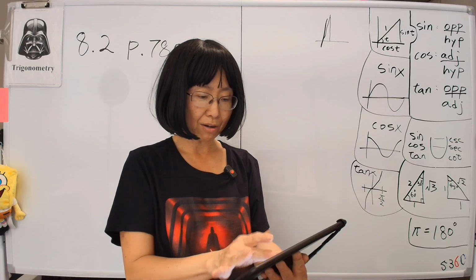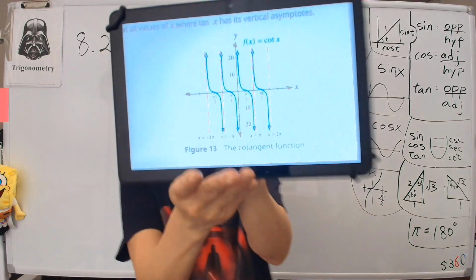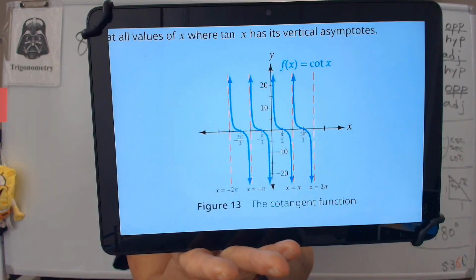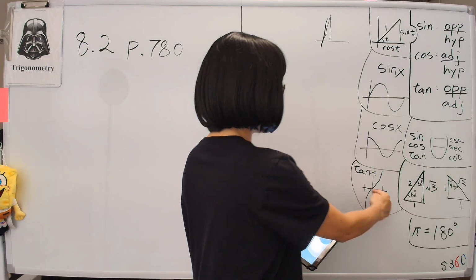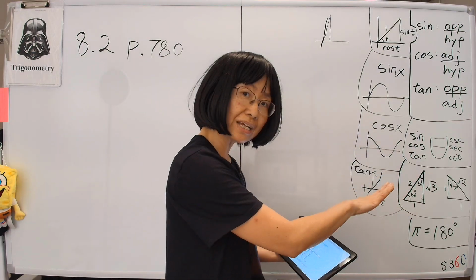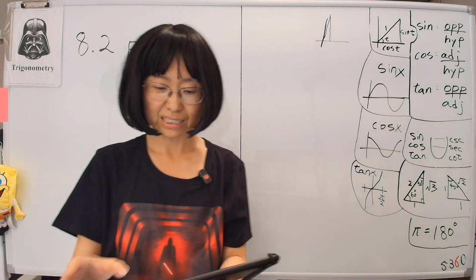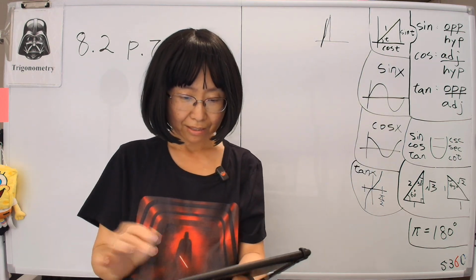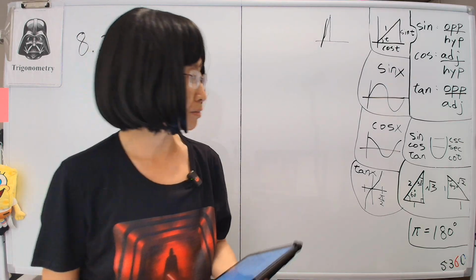And I'm now on page 792. The cotangent function looks like this. It looks very much like the tangent function, except that it goes down the other way, because it's 1 over tangent. Otherwise, yeah, it's not necessary to remember the cotangent function.